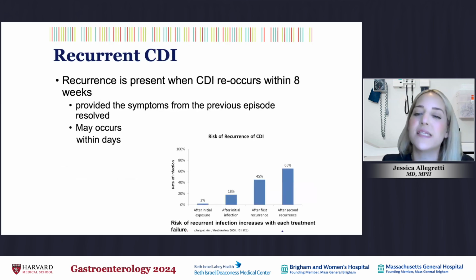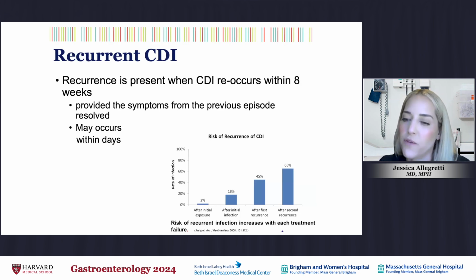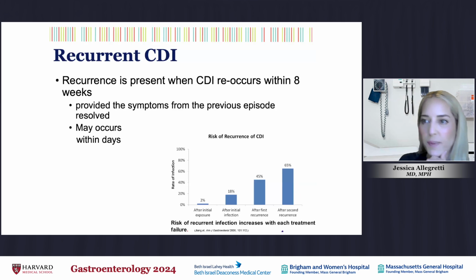The window of recurrence is 8 weeks. So again, after the antibiotic course is complete, days to weeks later, most commonly this occurs between week 1 and week 4, but we do follow patients out to 8 weeks. Once you have a first infection, your first recurrence, rather, your second, third, and fourth become exponentially more likely. So it's sort of a roller coaster these patients can't get off.